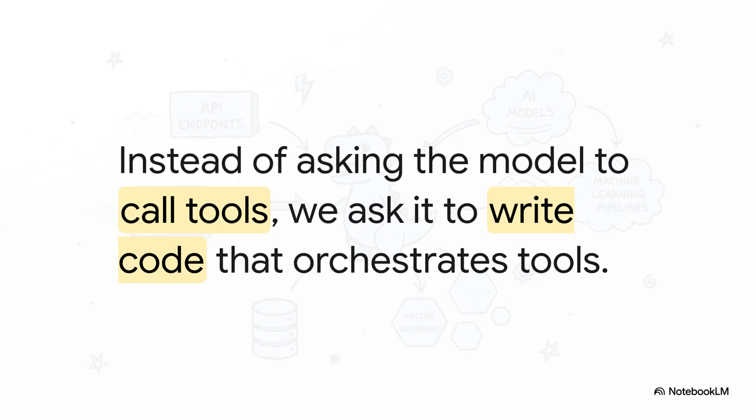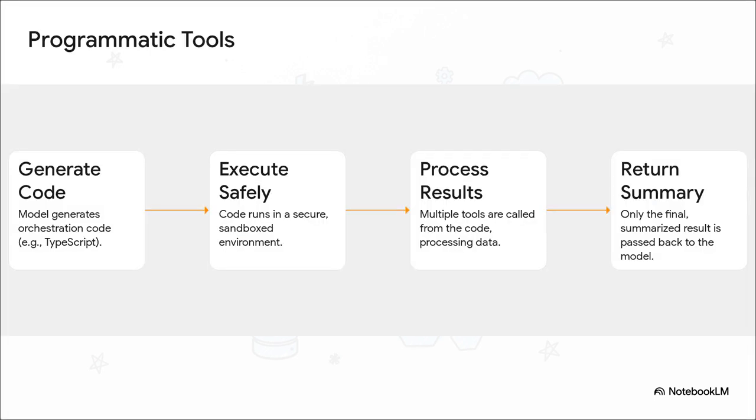So here's the play-by-play. The model generates a little snippet of code, let's say in TypeScript. We then take that code and run it. Now that little script can do all sorts of complex stuff. It can call multiple tools one after another. It can run loops. It can use if-else logic. It can chew through tons of data from those tools. But, and this is the magic part, it only passes the final, summarized, tiny little result back to the model. We've basically offloaded all the heavy computation, which keeps the context window squeaky clean and lets us build way more complex workflows.